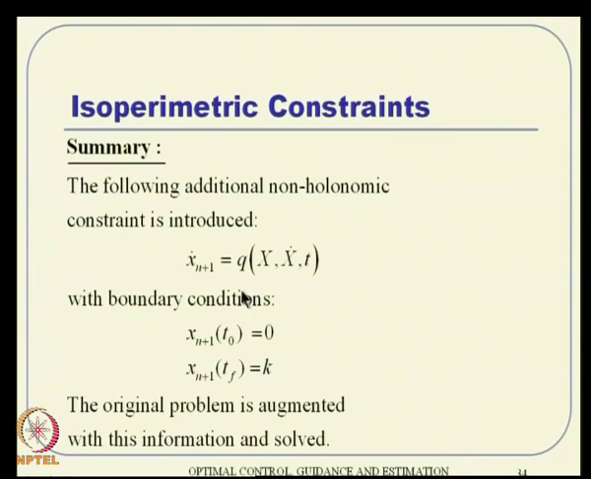So, what is the summary again? The summary is the following: an additional non-holonomic constraint is introduced, with the boundary condition like this. And again, this 0 can be some other number. If you select some other number, then k plus that number will appear here, and that happens to be your design flexibility. So, what is essentially done is the original problem is augmented with this constraint equation and this boundary condition, and then you attempt to solve it.